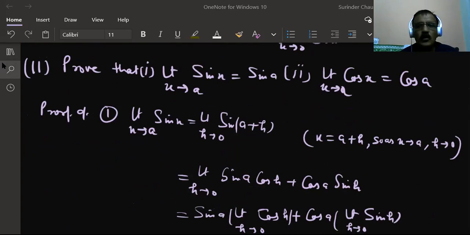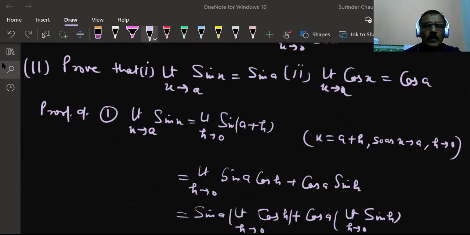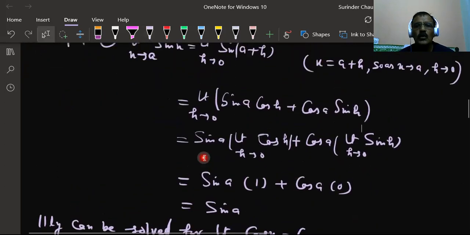Now the limit of the sum is equal to the sum of the limits, and the limit of a product is the product of the limits. A constant is taken outside the limit, therefore this is equal to sin a times the limit as h approaches 0 of cos h, plus the constant cos a times the limit as h approaches 0 of sin h. The limit of cos h is 1, and the limit of sin h is equal to 0. So sin a times 1 plus cos a times 0 is equal to sin a, which is the right hand side.